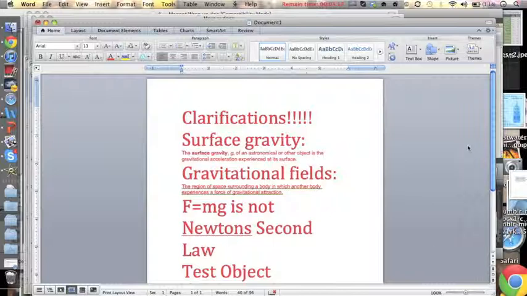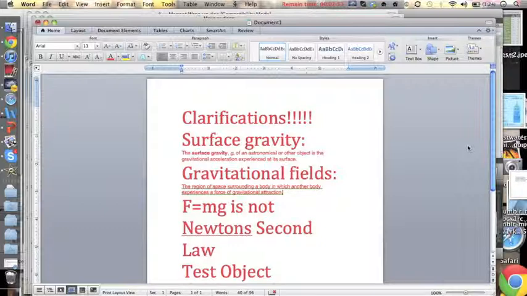Okay, so I just wanted to make some clarifications. First, I wanted to give simple, more dictionary-style definitions, because I just jumped in and started talking about equations and didn't quite explain what it is. So surface gravity, g, is the astronomical term that just means gravitational acceleration, which we know what that means now, experienced at a surface.